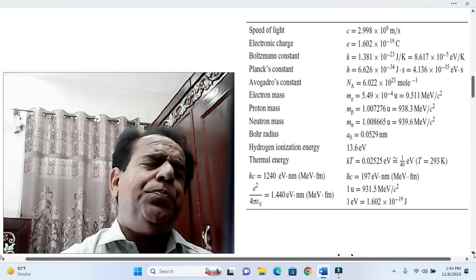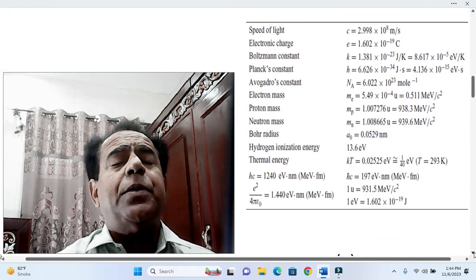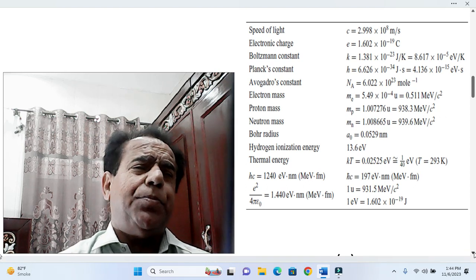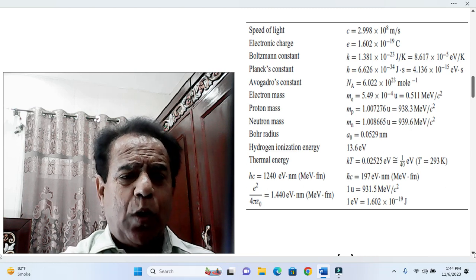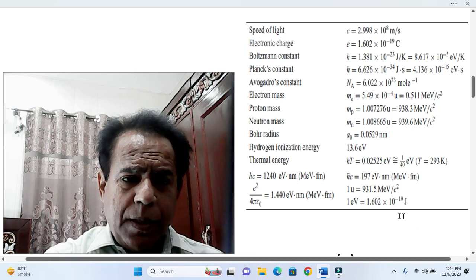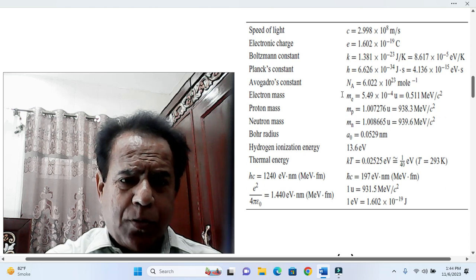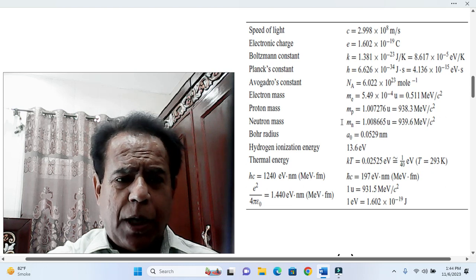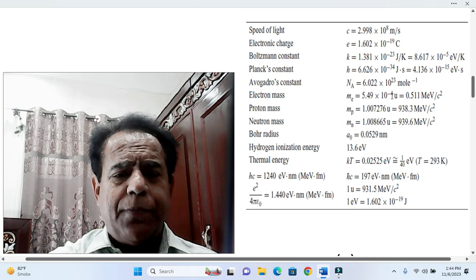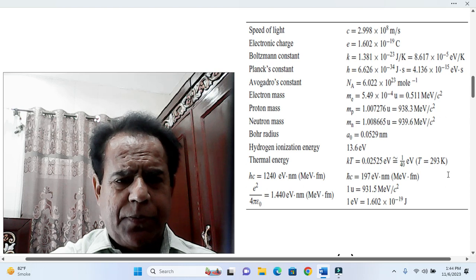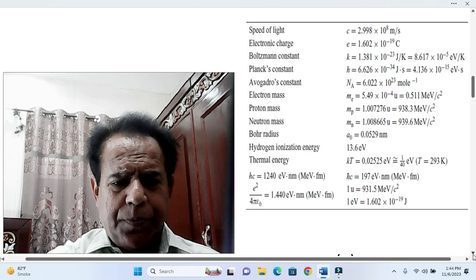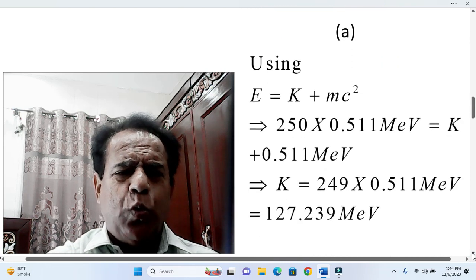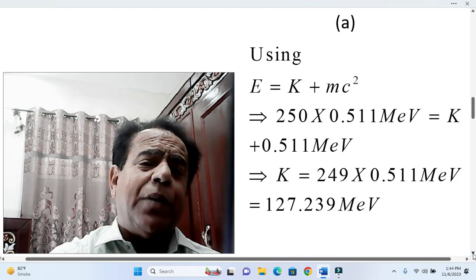This table has been taken several times in our previous problems, so we will not discuss it in detail. However, here is the electron mass of 0.511 MeV over c square. Similarly, proton and neutron masses are also given, but here we are concerned only with this first one. Moreover, if any value is needed, we will take it from this table.